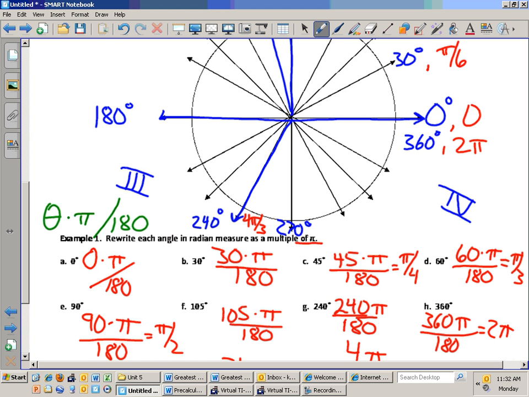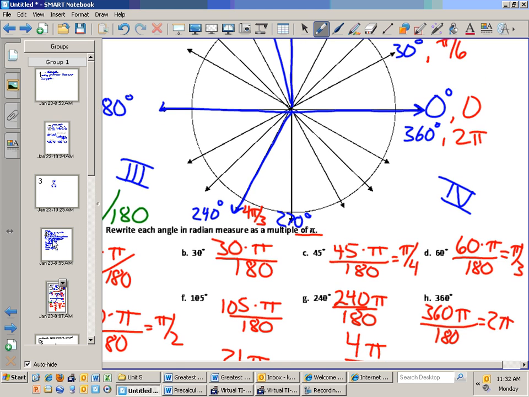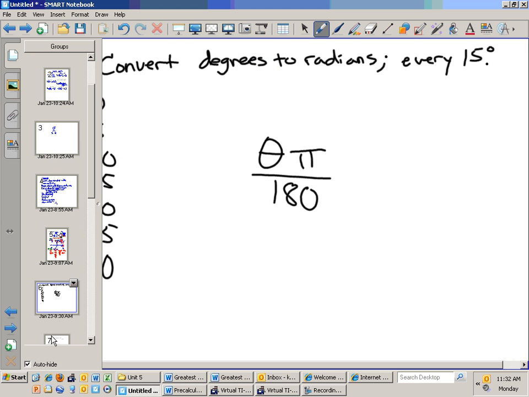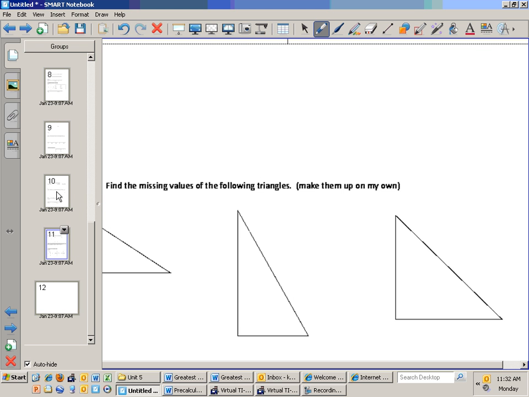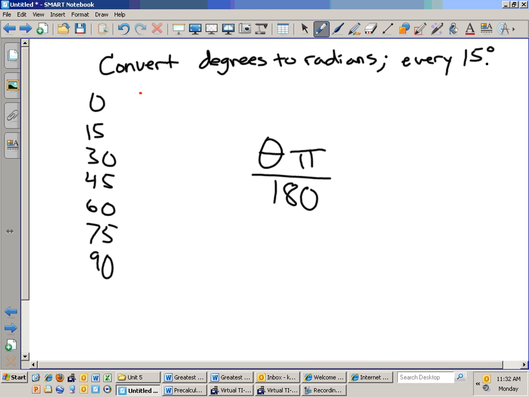So what you need to do here is this. Your assignment is simply this. You've seen how to do the conversion. Please try to use your calculator as little as possible. What I would like you to do is, where is it? Come on. There. Convert degrees to radians every 15 degrees.